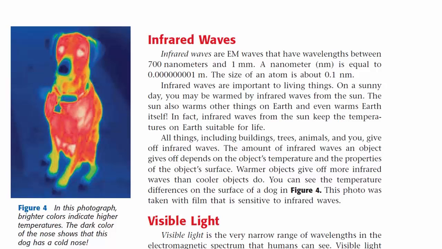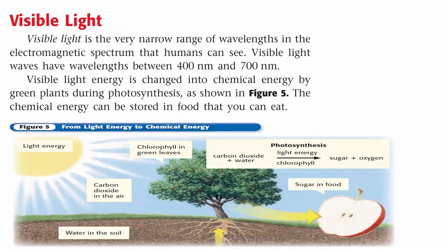All things, including buildings, trees, animals, and you, give off infrared waves. The amount of infrared waves an object gives off depends on the object's temperature and the properties of the object's surface. Warmer objects give off more infrared waves than cooler objects do. You can see the temperature differences on the surface of a dog in Figure 4. This photo was taken with film that is sensitive to infrared waves.